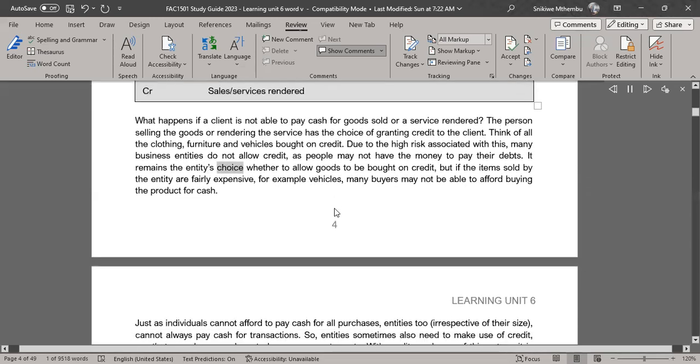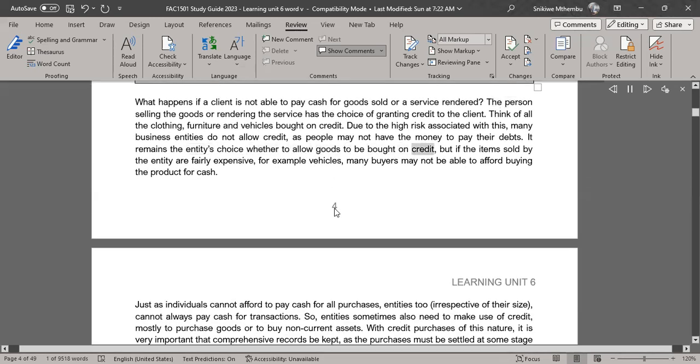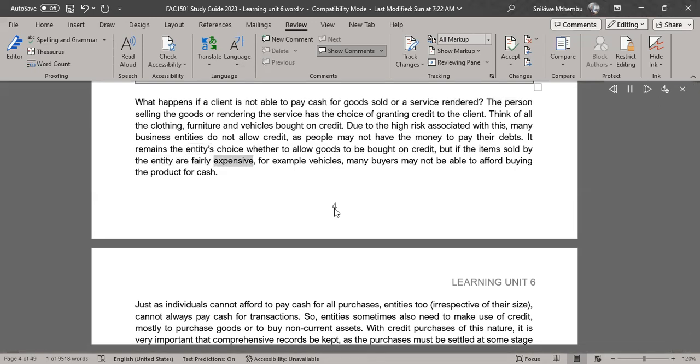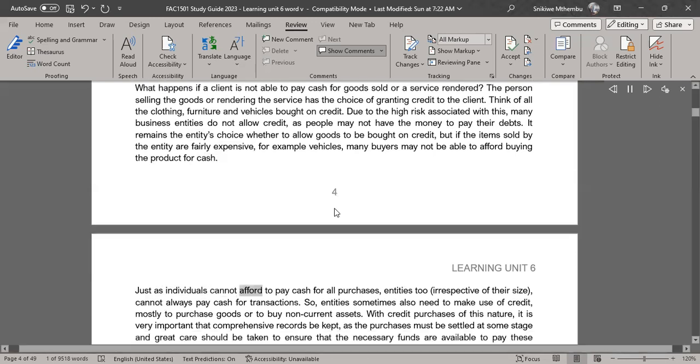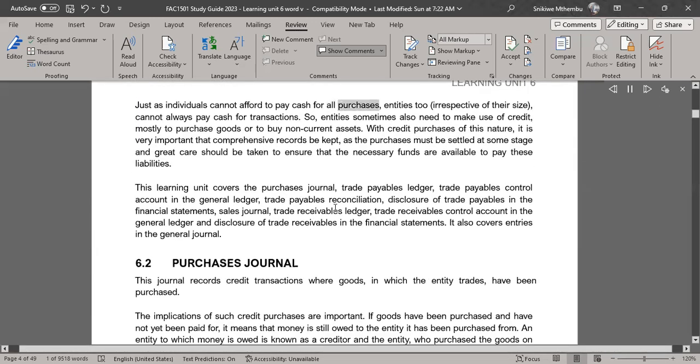It remains the entity's choice whether to allow goods to be bought on credit, but if the items sold by the entity are fairly expensive, for example vehicles, many buyers may not be able to afford buying the product for cash. Just as individuals cannot afford to pay cash for all purchases, entities too, irrespective of their size, cannot always pay cash for transactions.